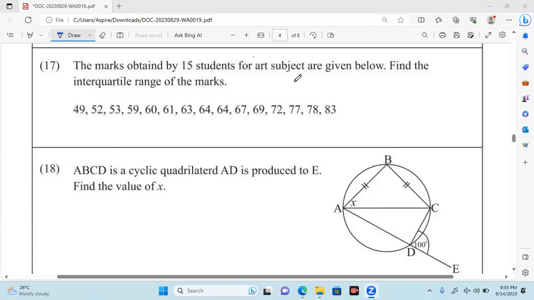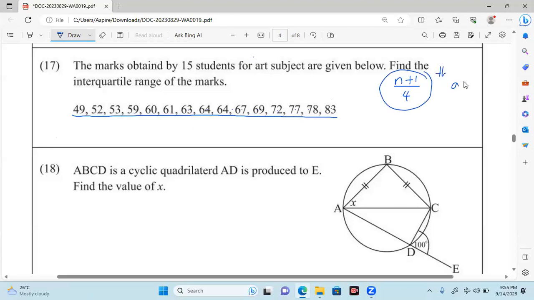1 2 3 4 5 6 7 8 9 10 11 12 13 14 15 data are there. Okay, then you have to do what? You have to divide n plus 1 over 4. Okay, you have to check this data. Here n is 15, so 15 plus 1 over 4 is 16 over 4. 16 divided by 4 means 4th.